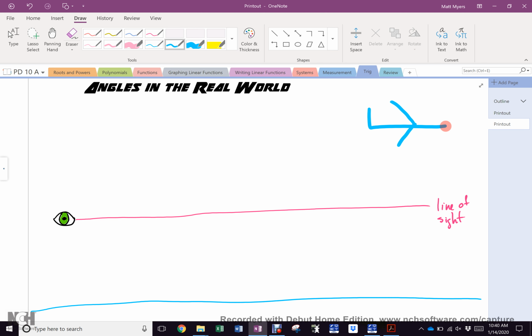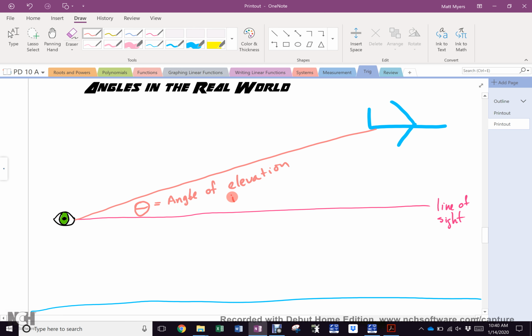Do you know what it is? Then it's a good drawing. My line of sight will move up to the plane, yes? What did that just make? An angle. There is a theta. That theta is called the angle of elevation, or inclination. Everybody cool?